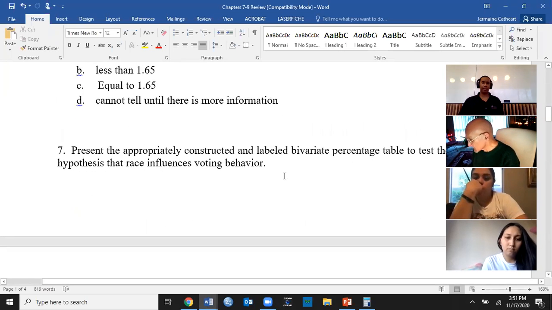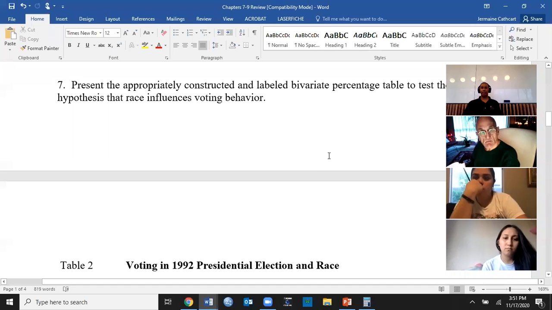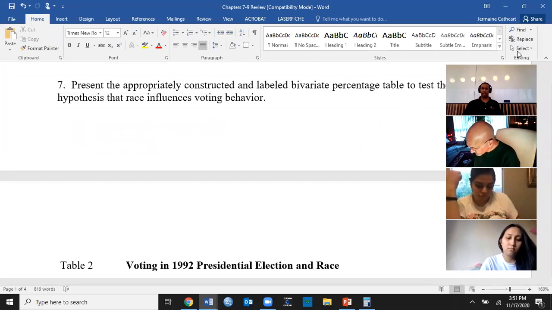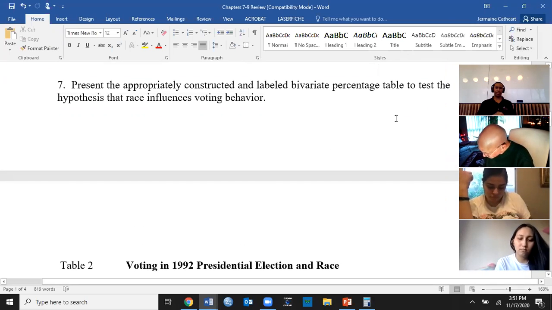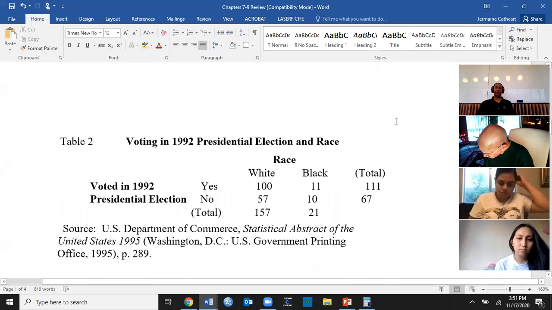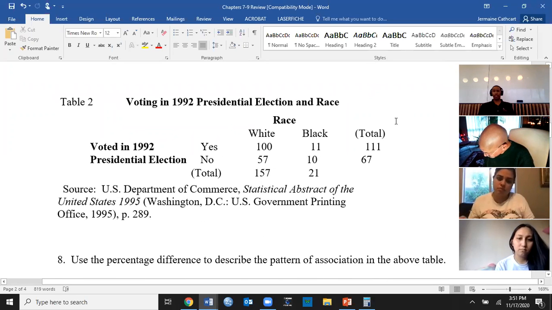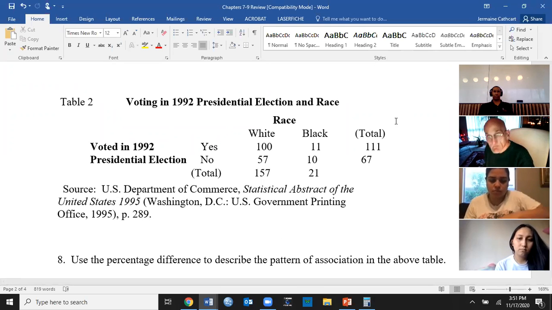Okay, so present the appropriately constructed, labeled bivariate table, percentage table to test the hypothesis that race influences voting behavior. So what this is asking us to do is to take these raw frequencies in this crosstab and then convert these raw frequencies to percentages. So looking at this, how would I convert these to percentages?